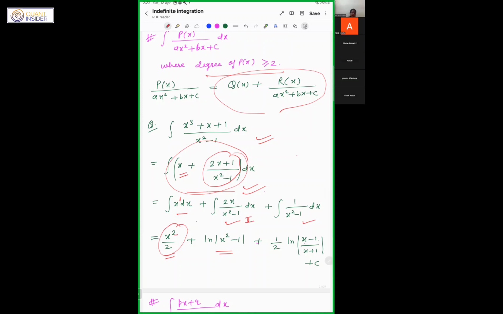Okay, what about the third one? The third one is of the form integration of 1 upon x square minus a square, and you have 1 in place of a. So according to the formula, it is 1 upon 2a ln of (x minus a) upon (x plus a). So a is 1, so it is 1 upon 2 ln of (x minus 1) upon (x plus 1) plus c. So you have this.